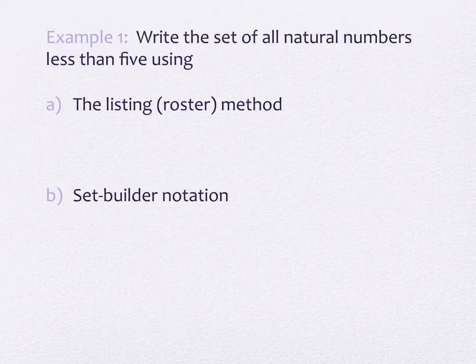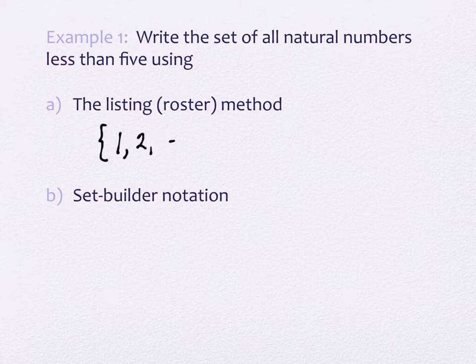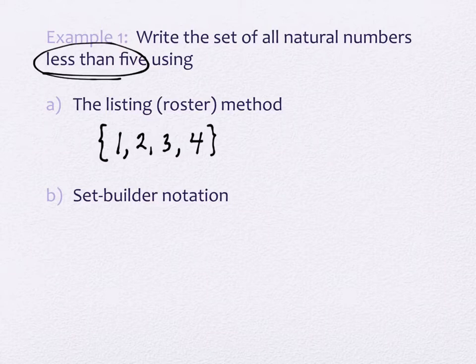over here. We're going to write the set of all natural numbers less than 5 using, first, the listing or the roster method. So the listing or the roster method is when we actually write them all out. So what number, if I'm going from smallest to largest, is my smallest natural number in this set? Because it is natural numbers. 1. And then what? 2. And? 3. Do we get to use 4? Yeah. Do we get to use 5? No. Because it says less than, right? So we don't get to include 5.